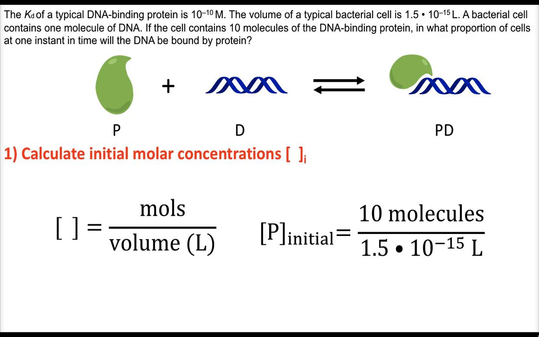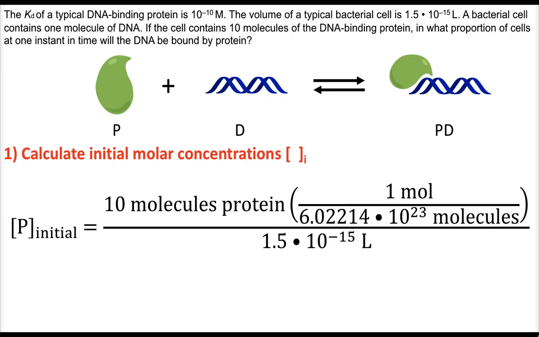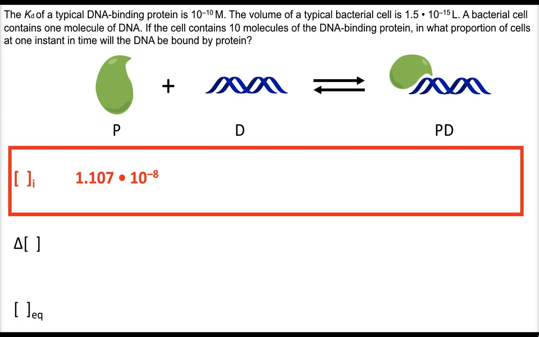Remember that molarities are calculated in moles over volume, which is given in liters. Thus, if I want to express the initial molarity of protein, I need to first convert 10 molecules of protein into moles of protein, and then divide that result by the volume it can occupy, that is, the volume of a bacterial cell, which is given in the problem. I use Avogadro's number to convert to moles, and I calculate the initial protein concentration. I then substitute this back into my ice chart.